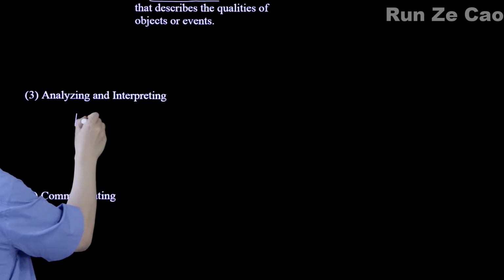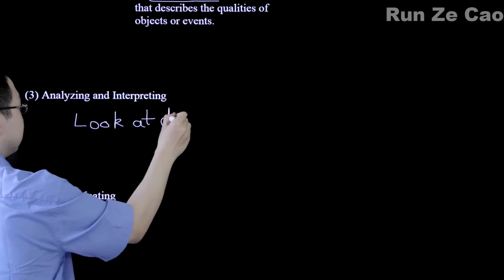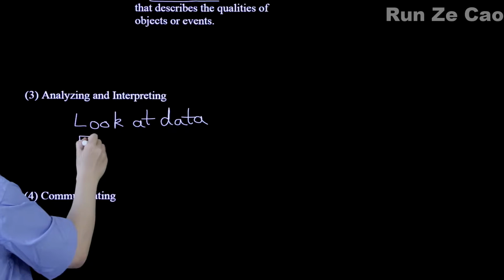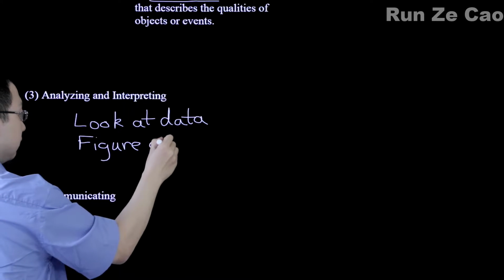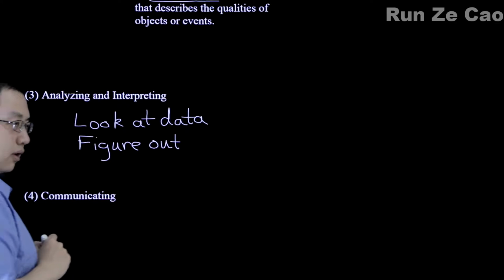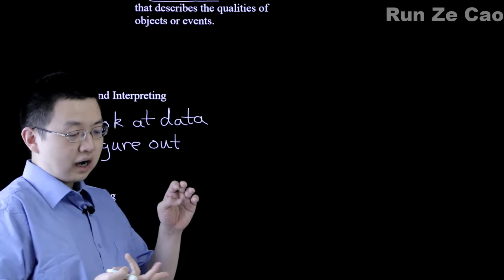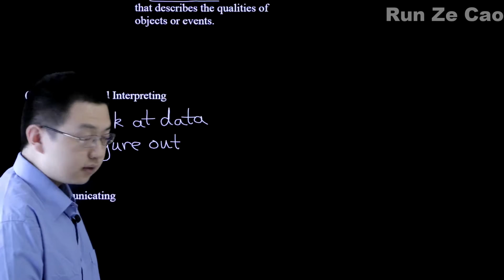So, look at data, figure out what is going on. Figure out, well, actually, there's a few things that you can figure out. You can figure out what is actually going on, or you can just figure out whether or not it accepts or rejects your hypothesis.